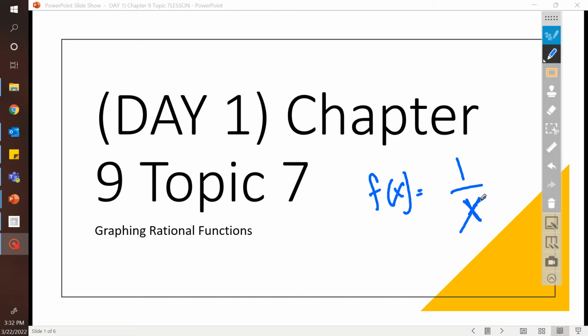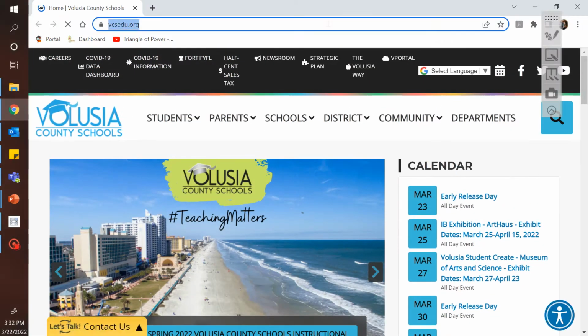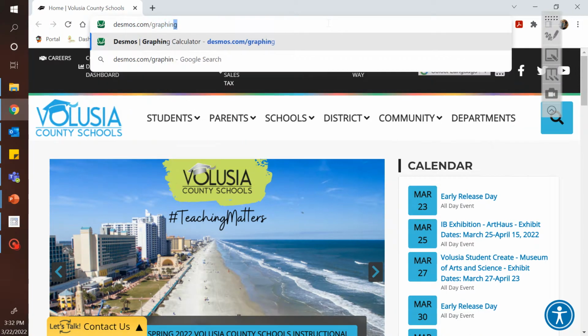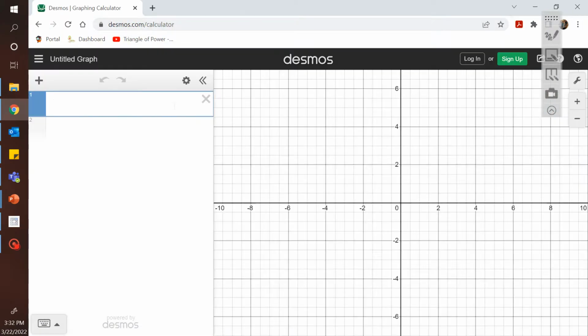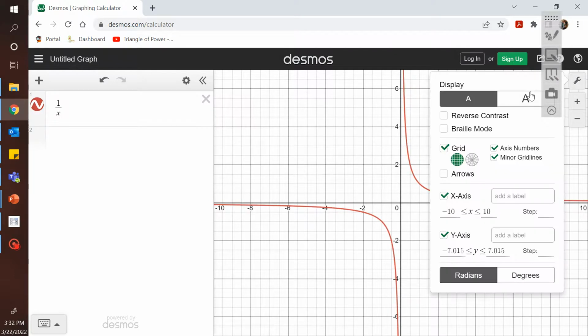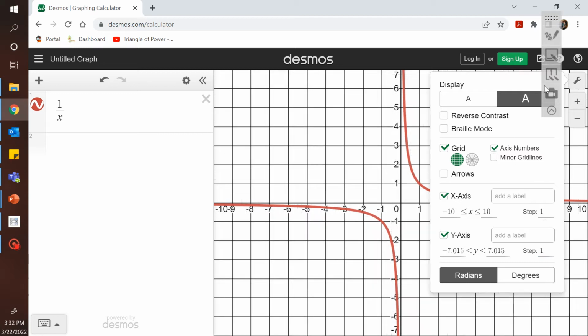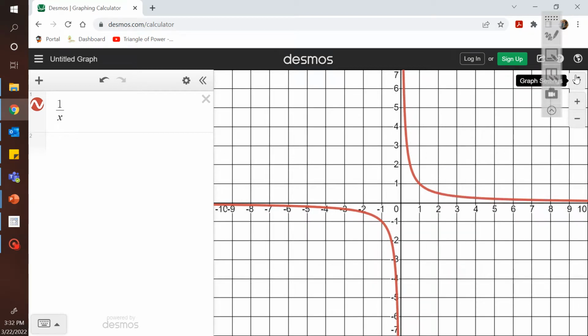Okay, remember a rational function is just a fraction with a polynomial in the numerator and a polynomial in the denominator, and the most simple polynomial that we can have in the denominator is just x. So 1 over x. There are other types, but this is the one we're going to be looking at. To give you an idea of what this looks like, if we head over to Desmos and graph it, we're going to graph it by hand in a second, but you can see this is what 1 over x looks like here.